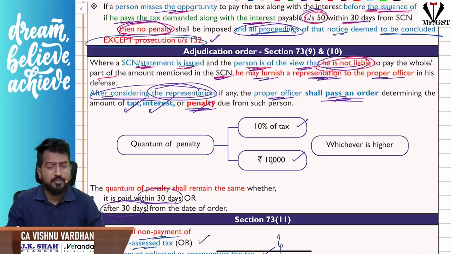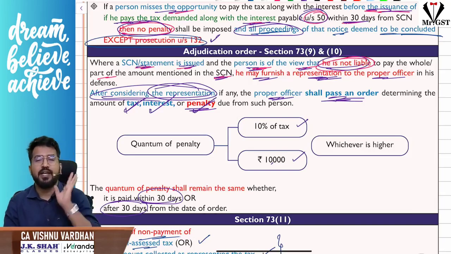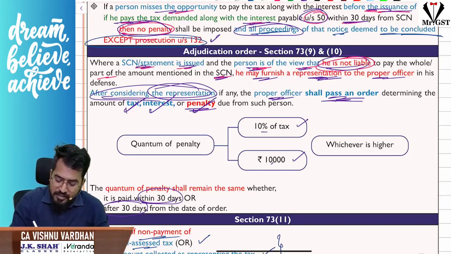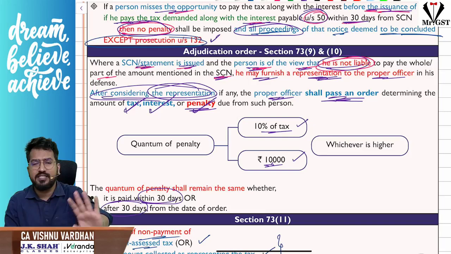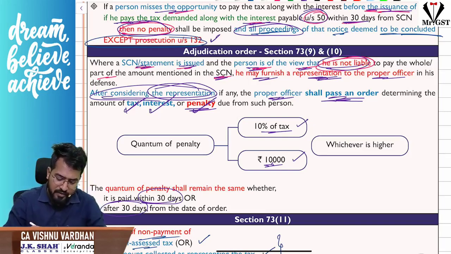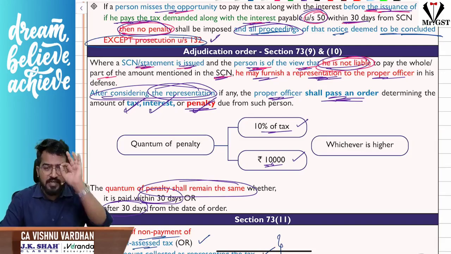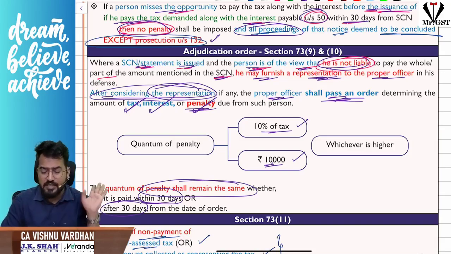No, I am not believing your representation, or your representation is not correct. Like that, if he feels, he will pass the order giving the tax amount, interest amount, and also the penalty. Here the penalty will be, sir, 10% of the tax or 10,000, whichever is higher. Simple. Whenever you are paying this, it doesn't matter, the penalty will remain the same. Okay, this is not section 74, this is section 73. So the quantum of penalty will be 10% or 10,000, whichever is higher. Hope I am clear.